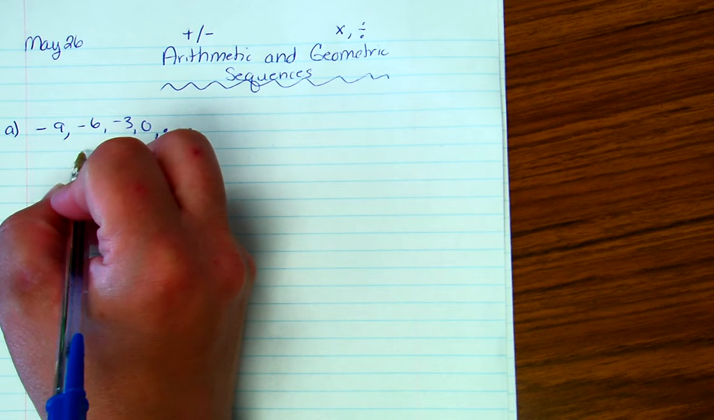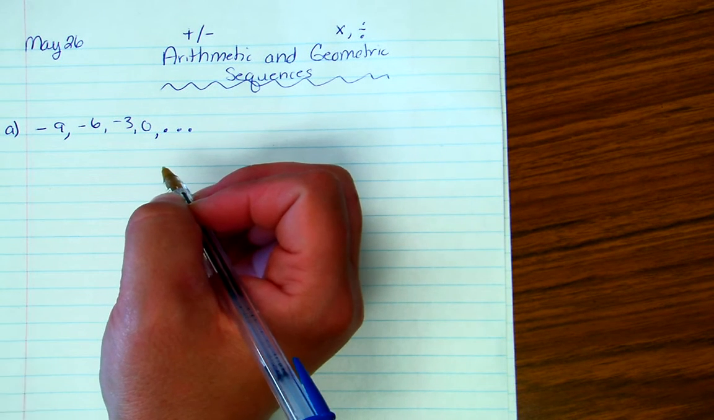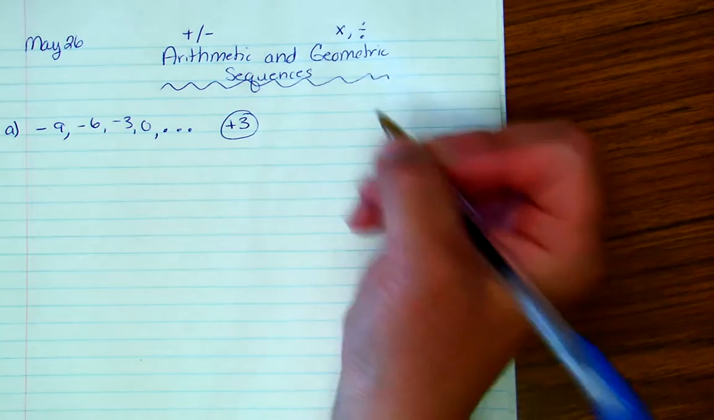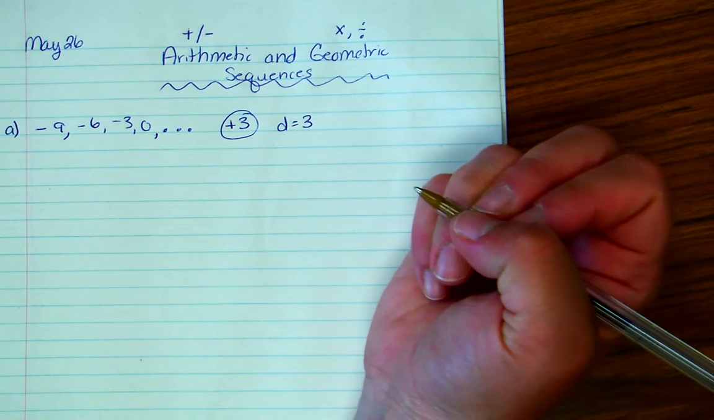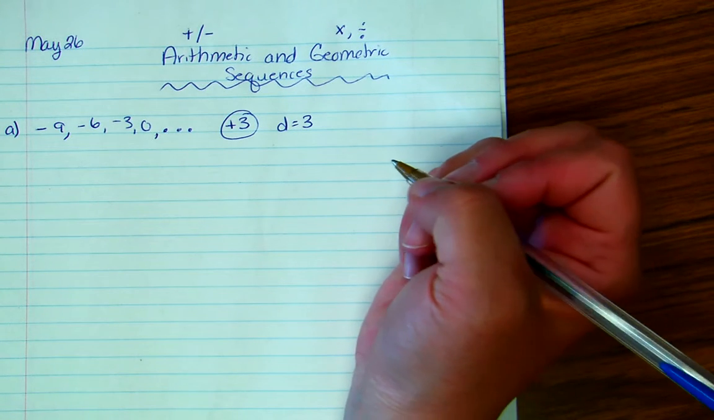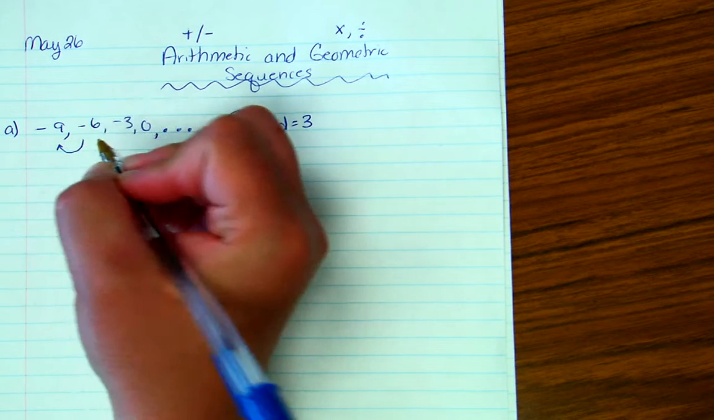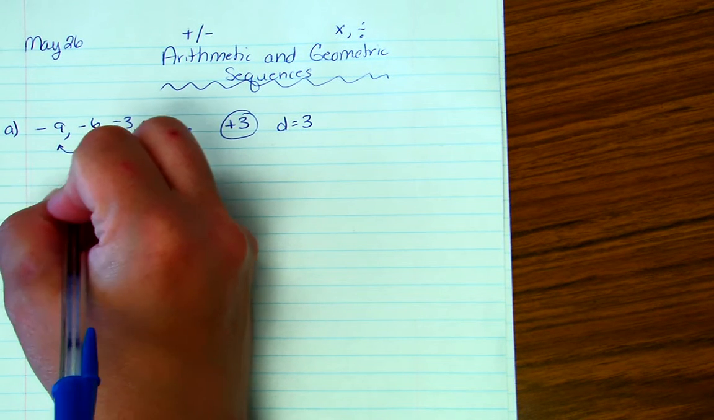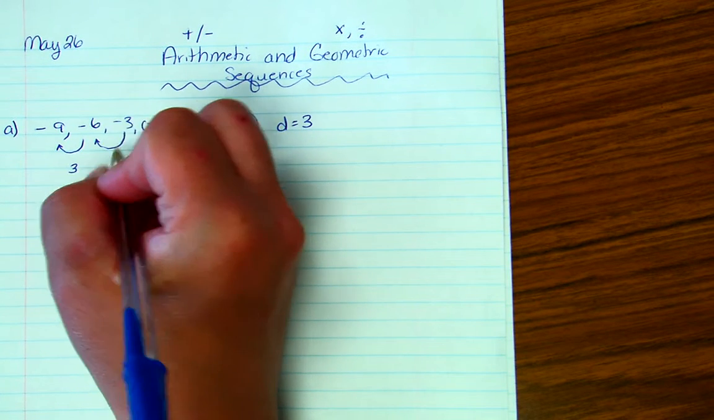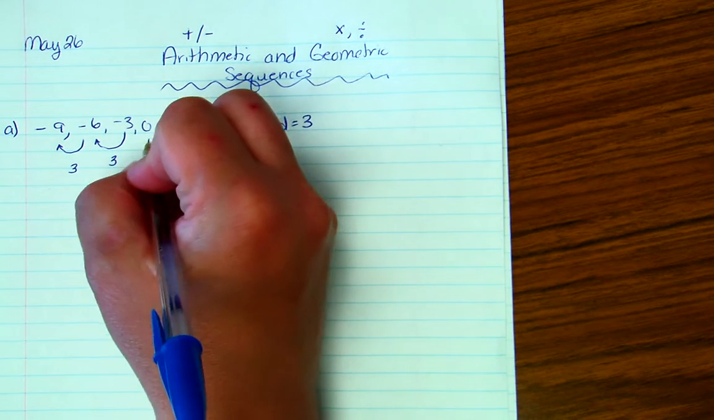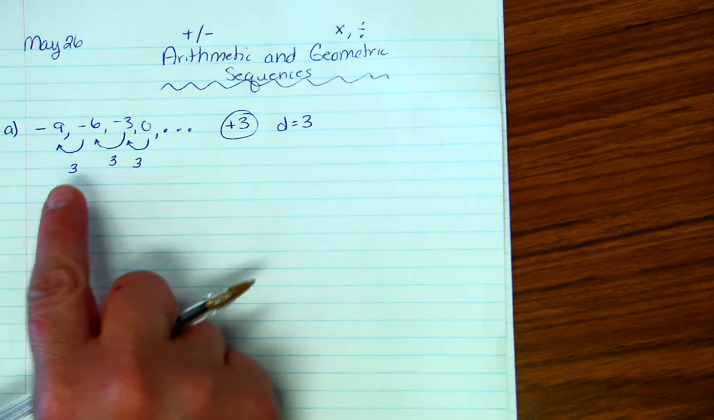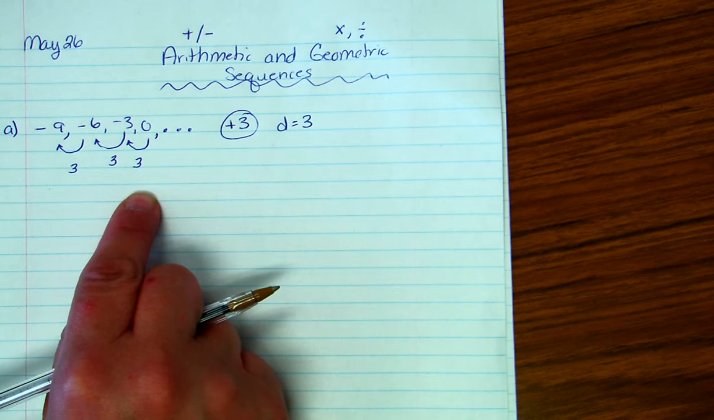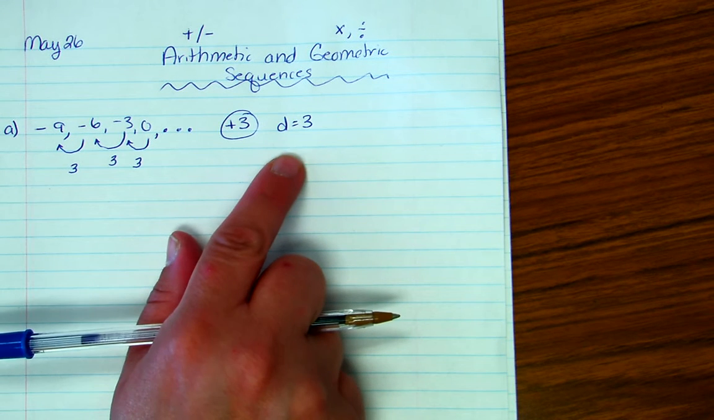So to figure out if it's arithmetic, it has to be going up or down by the same amount. I look at this and I can see that my terms are getting 3 bigger each time, so I'm adding 3, so that tells me my common difference is 3. If you don't see it, you can always subtract. It's like finding first differences in grade 9, and we backward subtract. So -6 subtract -9 is +3. -3 subtract -6 is +3. 0 subtract -3 is +3. If when you do this common difference you get the same number each time, it absolutely is arithmetic, and the number you get represents that d or that common value.